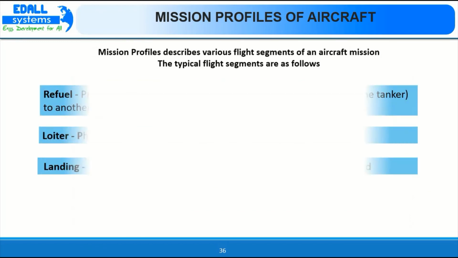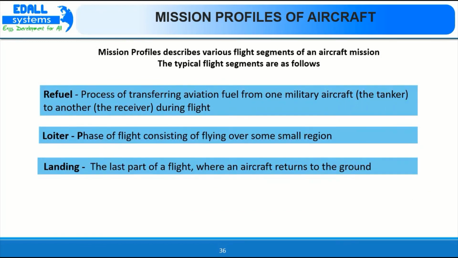Then again we have some other flight segments, that is refuel. So refuel is the process of transferring aviation fuel from one military aircraft, which is called the tanker, to another, that is the receiver, during flight. So the tanker aircraft will carry the aviation fuel in mid-air to reach the receiver aircraft which needs the fuel, and then with the help of a tube and hose configuration, the aviation fuel will be transferred from the tanker to the receiver.